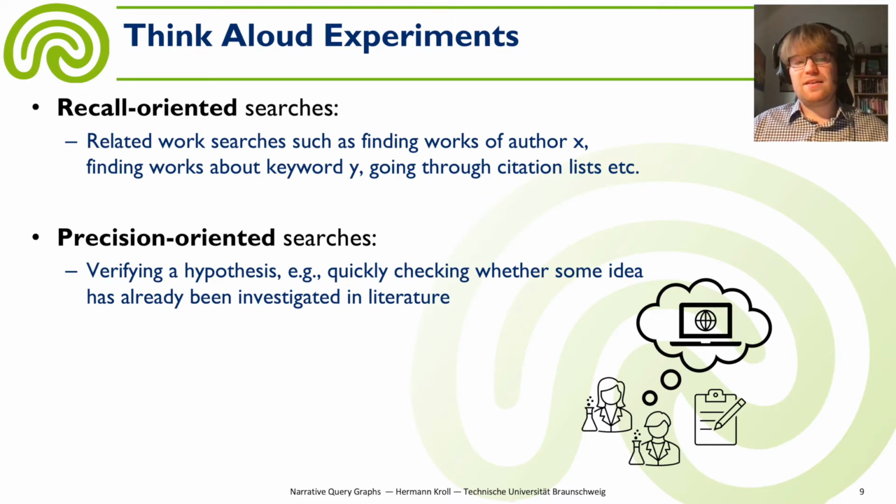But on the other side, there's a different use case, a precision-oriented use case. For example, they talked to a colleague about some idea in their mind, and then they quickly want to check if the idea has already been investigated in the literature or not. And therefore, they quickly want to find a match. And here it is really important to support such a use case.